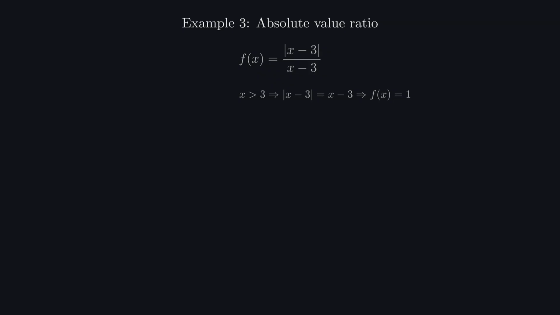When x is less than 3, the expression x minus 3 is negative. The absolute value flips the sign, giving us the negative of x minus 3 in the numerator. The fraction simplifies to negative 1.